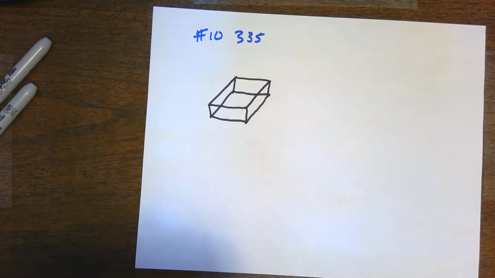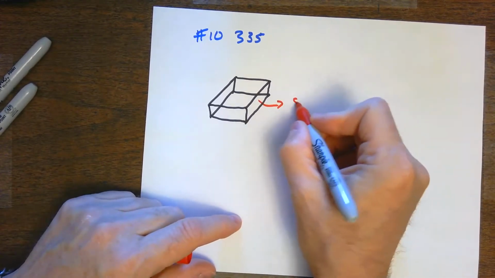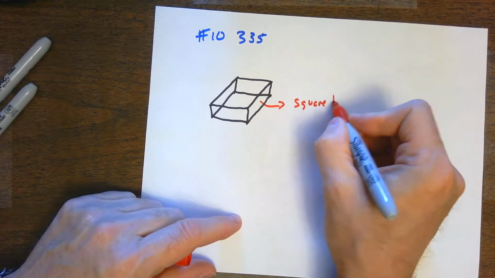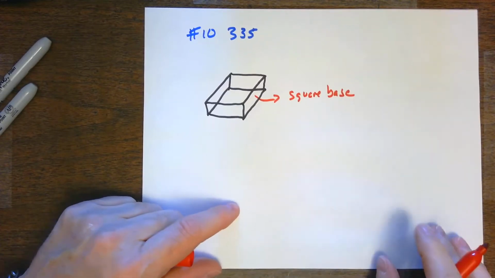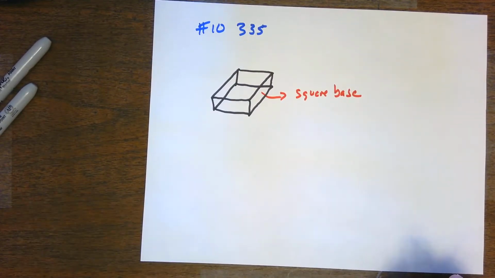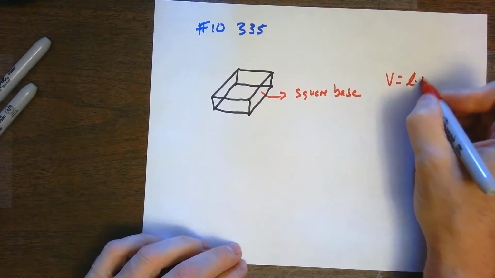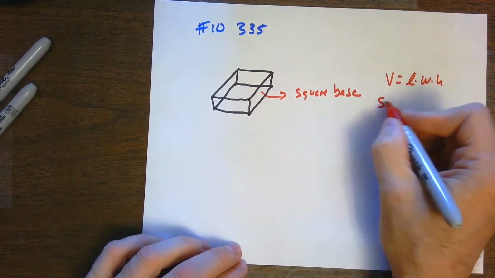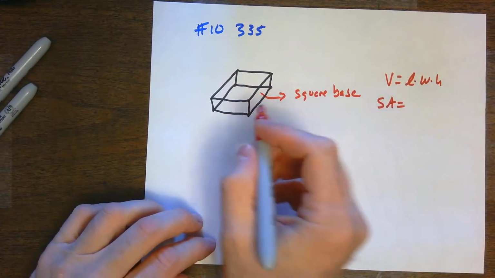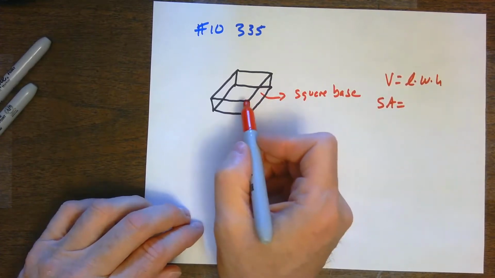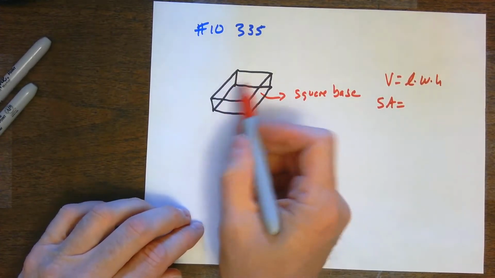Very important though, this is a square base. Now I'm going to be dealing with two different things: the surface area and the volume. It is a right rectangular pyramid, so I know the volume formula is length times width times height. And the surface area is going to be a little bit interesting because it would be just adding up all the sides but not the top.